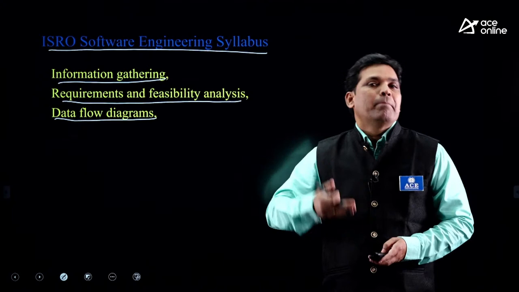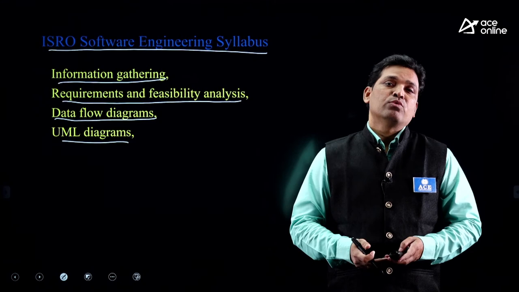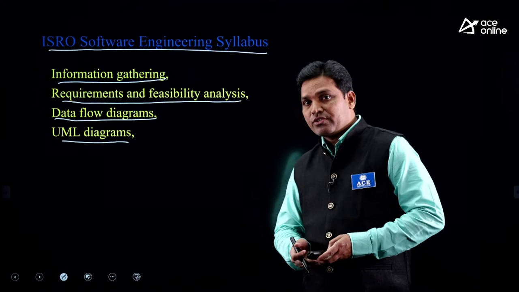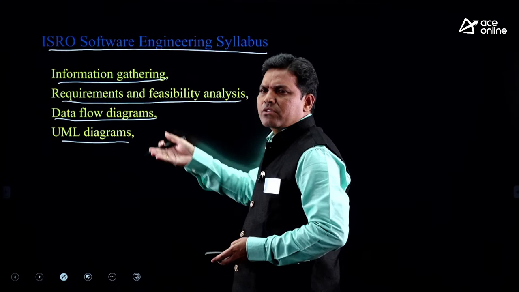Coming to UML diagrams, UML, one of the modeling languages, the unified modeling language, object-oriented. If designers want to design a software system using this object-oriented UML, by using this language they can model a software system. About these UML diagrams, many questions were asked in the previous year questions.